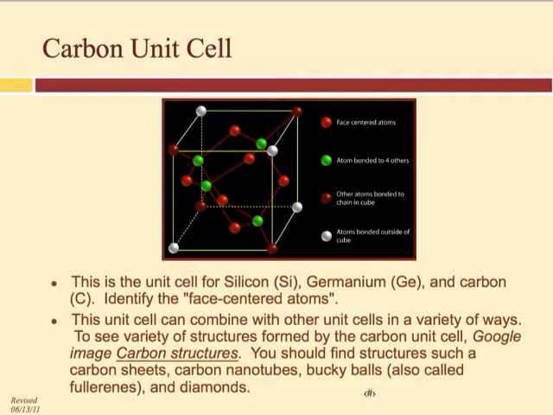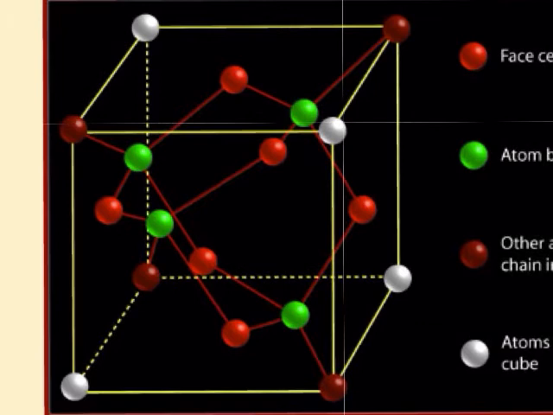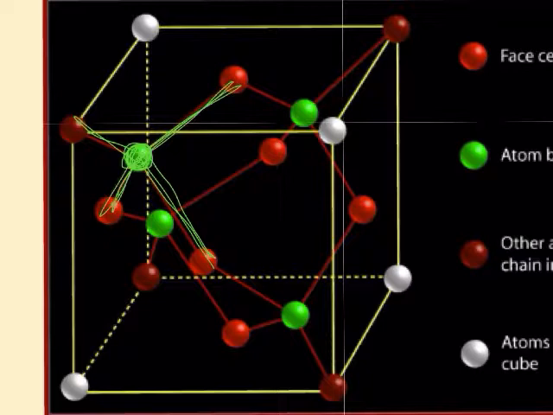Now here's a carbon unit cell. And we colored them different colors so you could see what's going on, right? And we're trying to show how the bonds are. So if we zoom in on this, there we go, you can see the different bonds. Okay, this one green carbon atom here is bonded to four others. One, two, three, four.